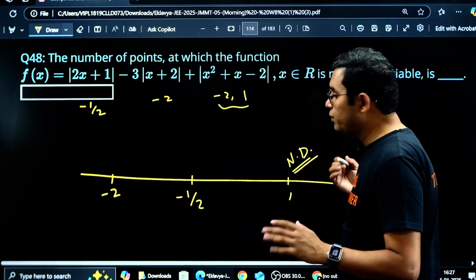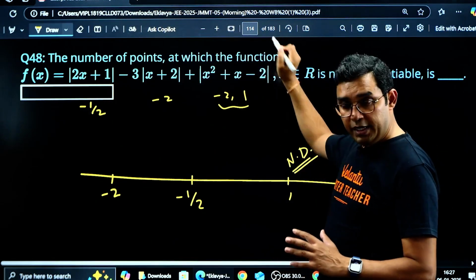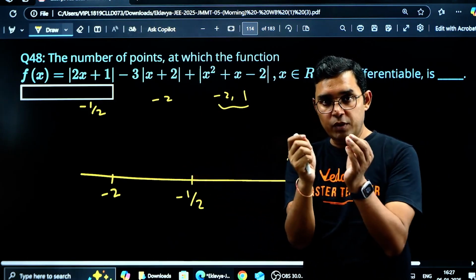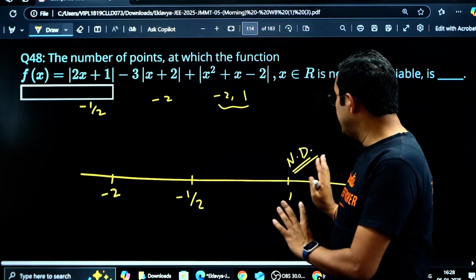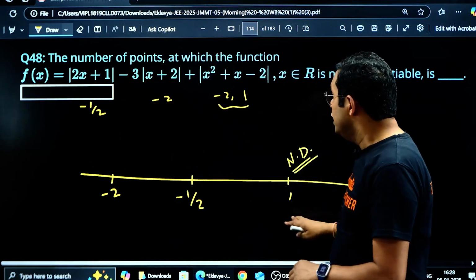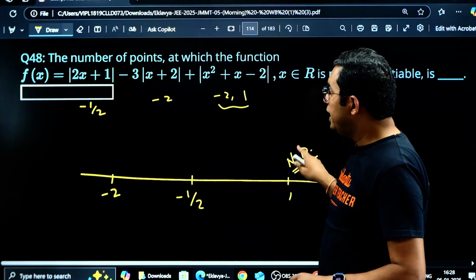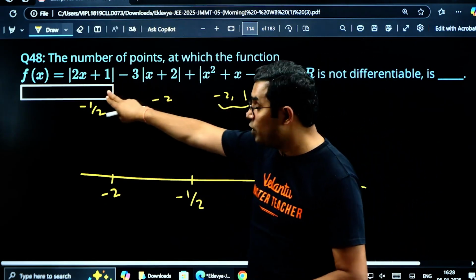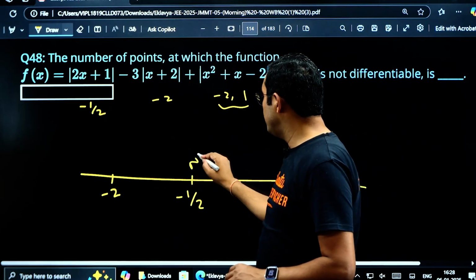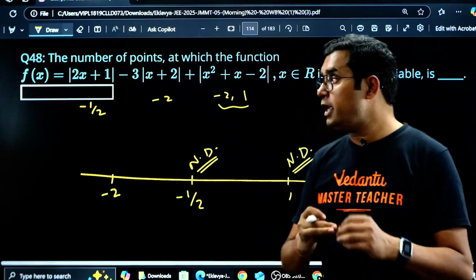You can make cases and check left derivative and right derivative. But what I'm saying is, because this quadratic makes a sudden change after 1 and before 1, there will be a corner point at 1, so you will get a point of non-differentiability, and these two are not going to have any change about 1. So they cannot prevent this non-differentiability point. It has to be there. And likewise at minus half, which is only because of this mod sign, this or this cannot help you. This will also be a point of non-differentiability. Now the question is whether minus 2 will be a point of non-differentiability or not.